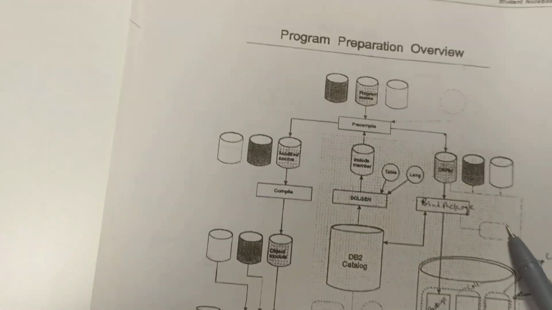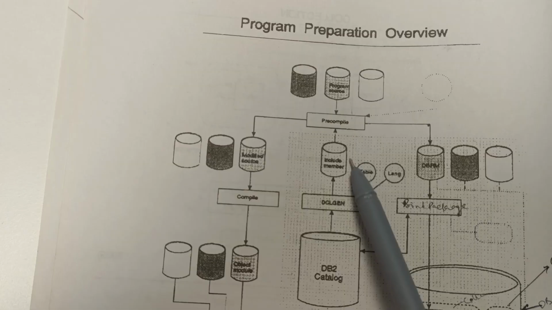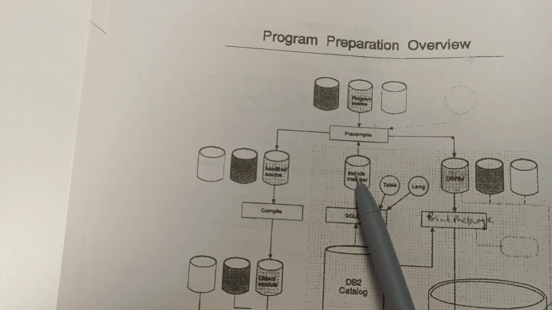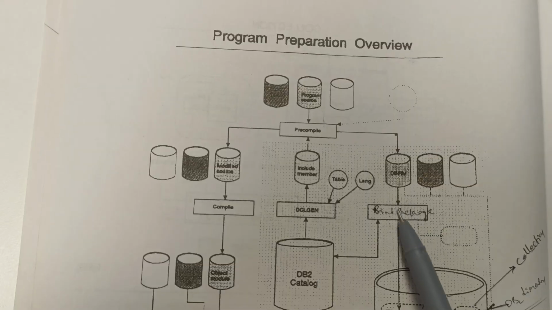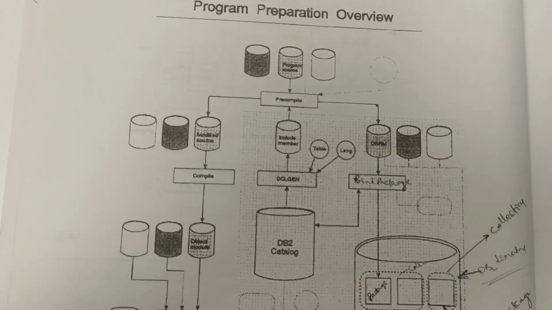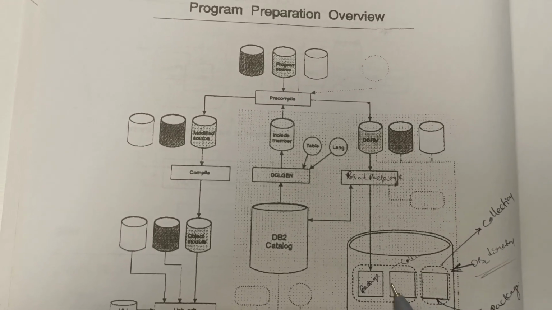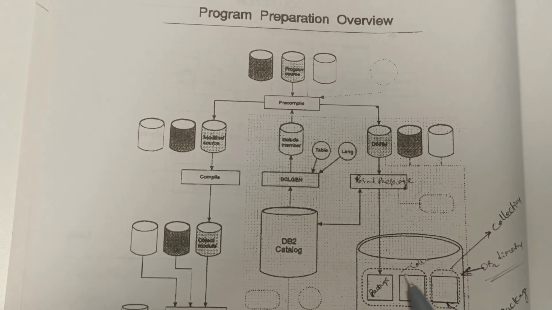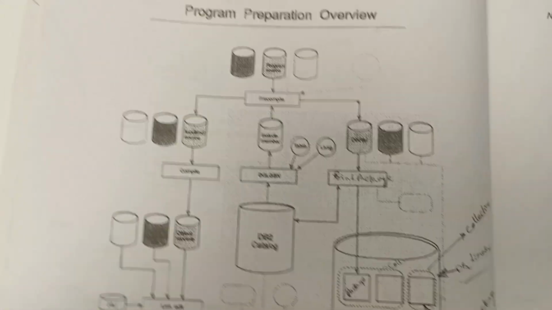And this is an overview of the program preparation diagram. Earlier I covered these topics, and in pre-compilation you can see the include member, DCLGen and the DB2 catalog. Now we are at this step, where the DBRM is an input and we bind the package. Again, you can see this is the DB2 directory, and this is a collection, and inside the collection we can see the different types of packages.